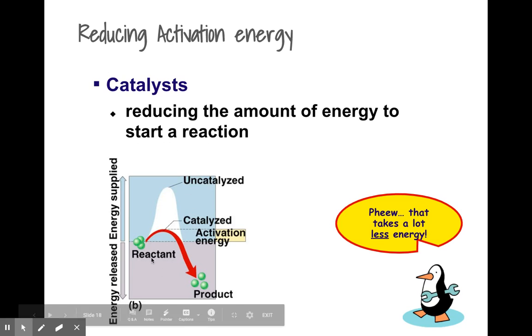So if I look at this reaction here, let's say I ate sucrose, and I know that this is the amount of energy that's needed in an uncatalyzed reaction. It's a lot of energy to break down this sucrose molecule into its smaller molecules, glucose and fructose. Now, when I add a catalyst, notice that now I don't need as much energy to break the molecule apart. So it takes a lot less energy.